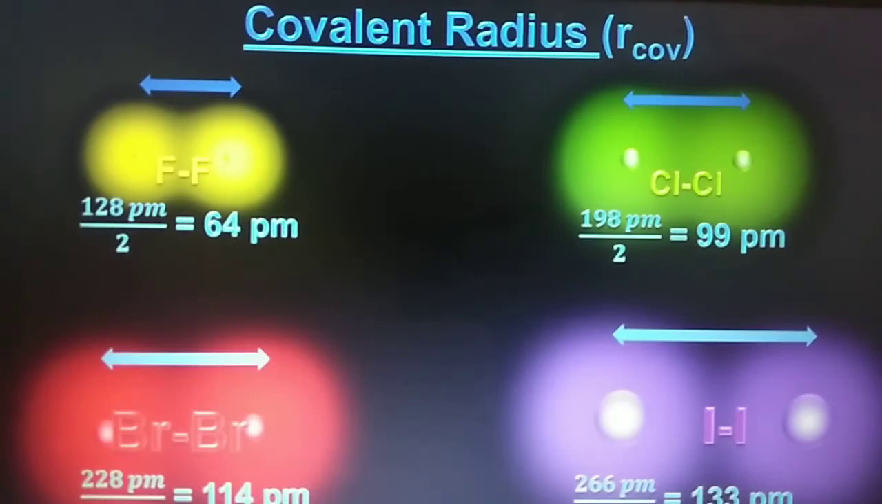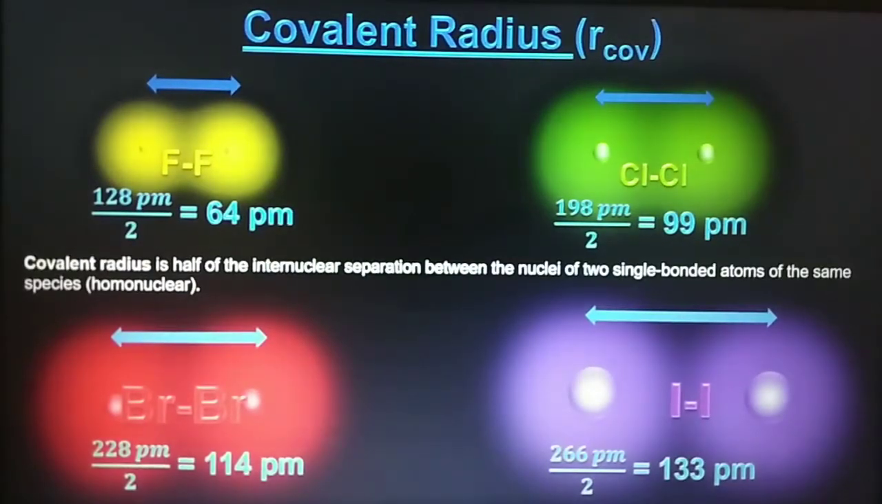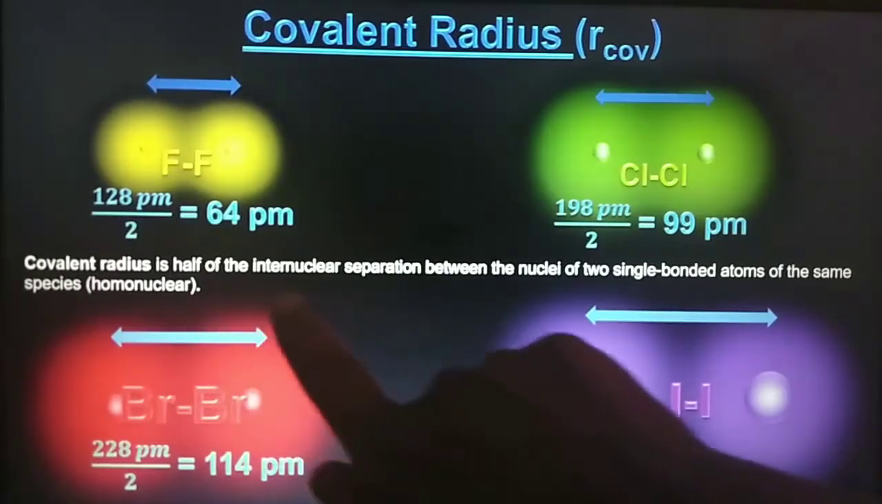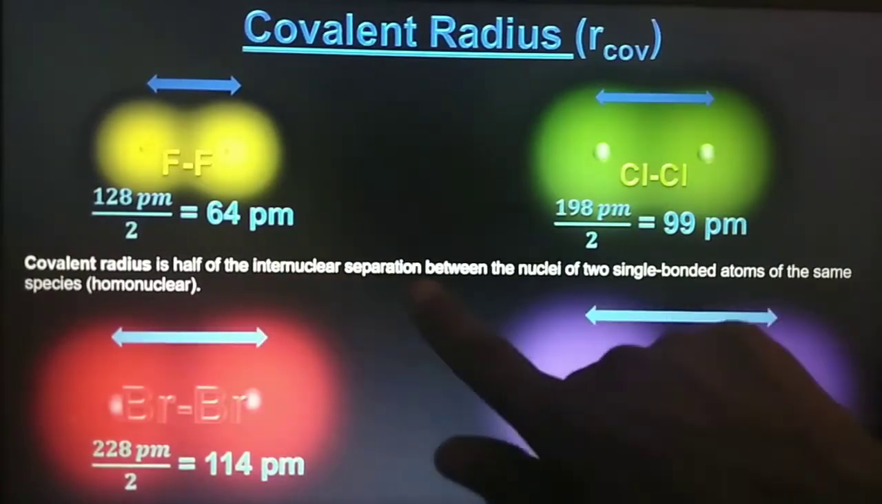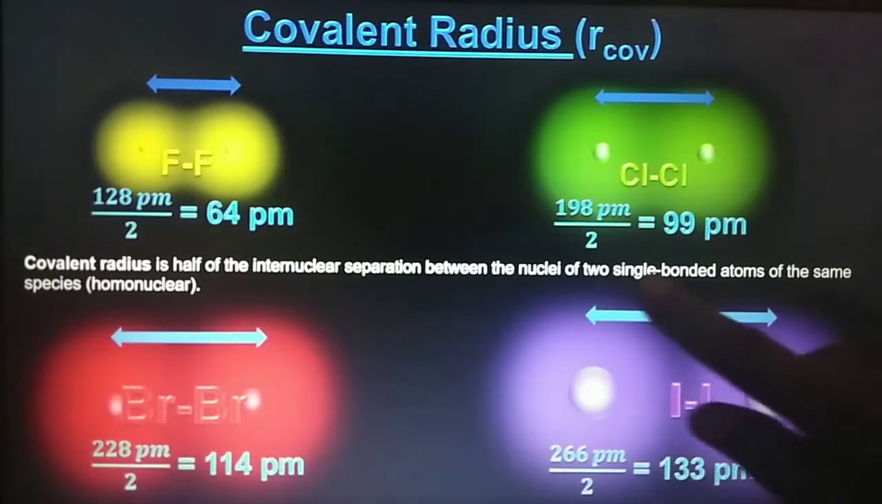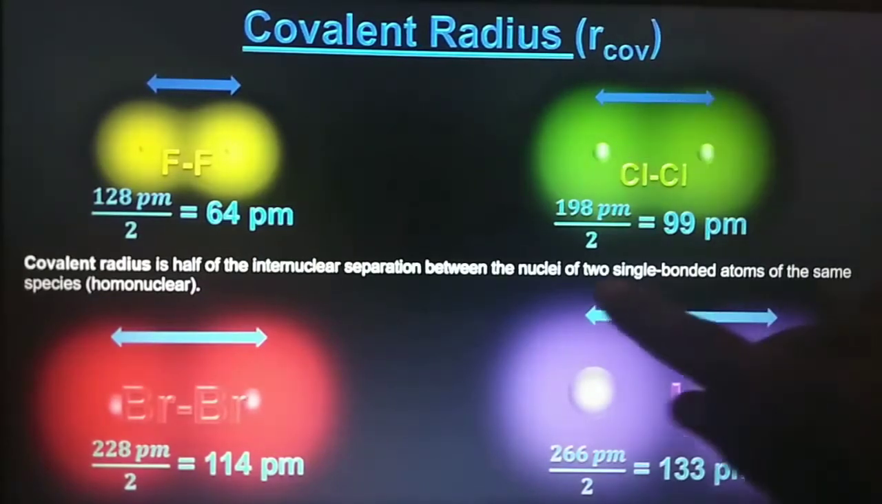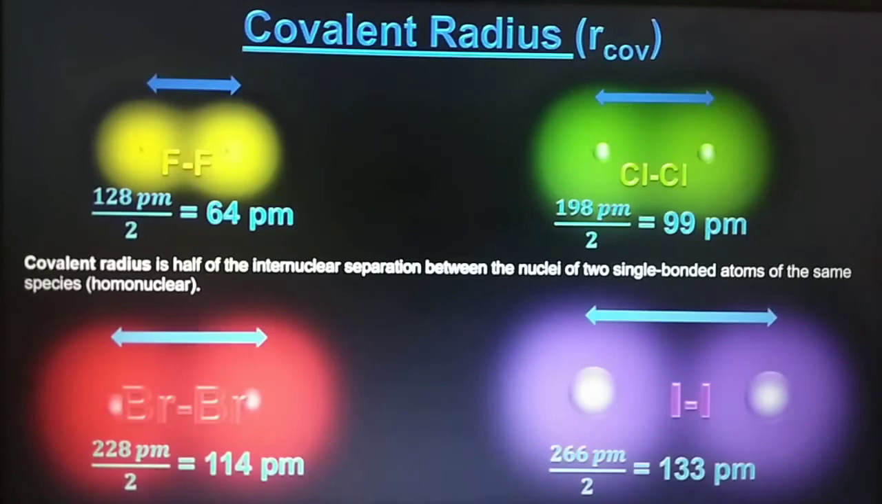Okay, so that was about the covalent radius of the iodine. So how can we define this covalent radius? The covalent radius can be defined as half of the internuclear separation between the nuclei of two singly bonded atoms, right? Singly bonded atoms, like when there is a single bond between two atoms of the same species, only then can you define it to be a covalent radius.